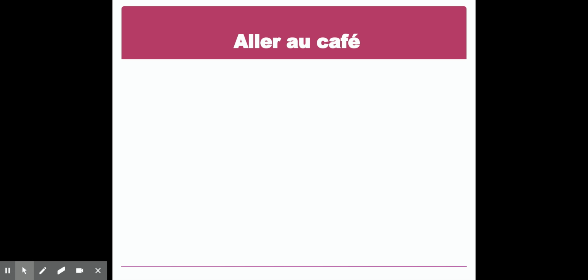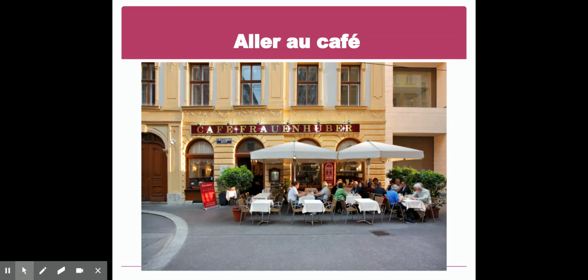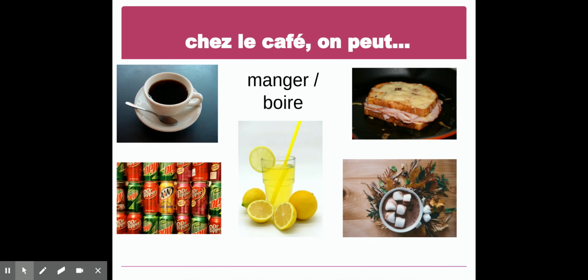En premier, on a aller au café. C'est un peu de révision, so this is a little bit of review with some new words. So aller au café is to go to the cafe. Et puis, chez le café, at the cafe or at the coffee house, on peut, we can manger ou boire, so eat or drink, un café, un coca, une limonade, and remember that une limonade is that lemon or lime soda, not lemonade, so just make sure that you know une limonade is not lemonade. Et puis, un croque-monsieur, et un chocolat chaud.